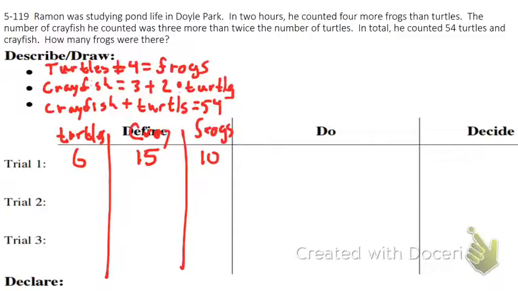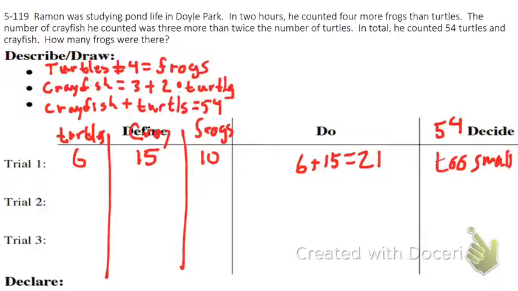So now let's do it. We're going to add turtles and crayfish. So 6 plus 15 equals 21. What was that value we were expecting to get? 54. We're too small. Okay, go ahead and try to find the rest of this on your own.